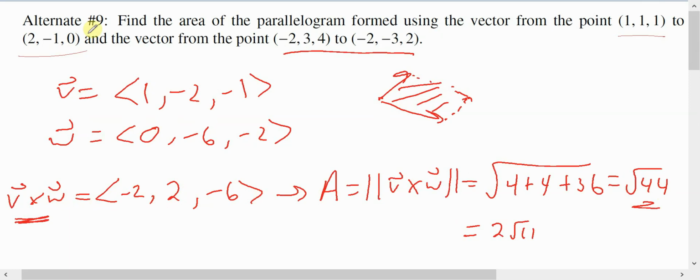The main thing was recognizing these aren't the vertices of the parallelogram. These form the two vectors, the endpoints of those vectors, and then I place those two vectors together to get the parallelogram.